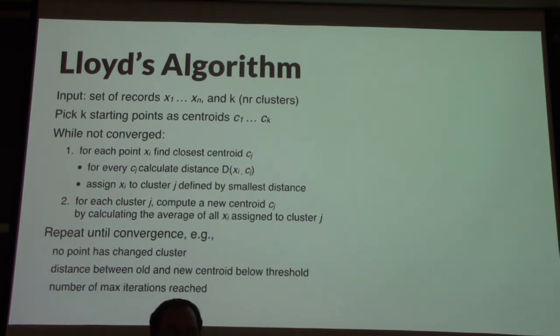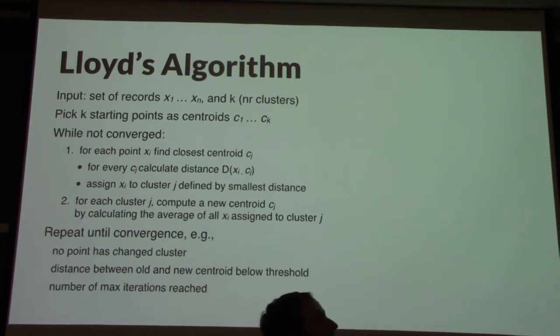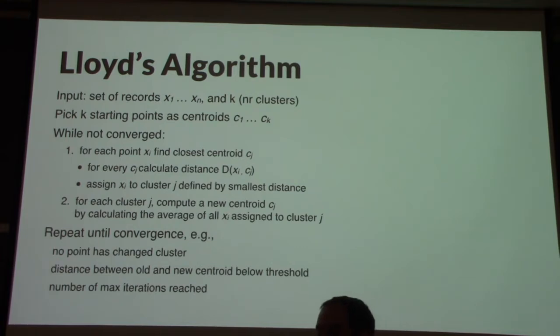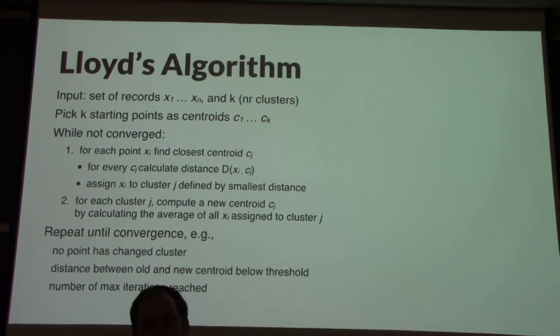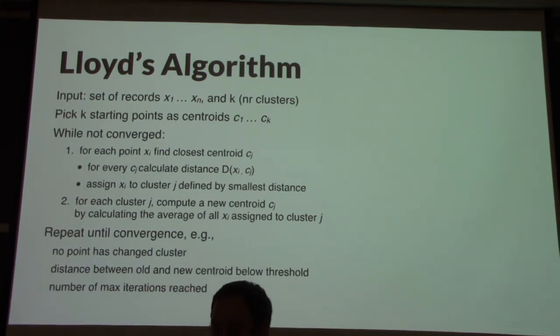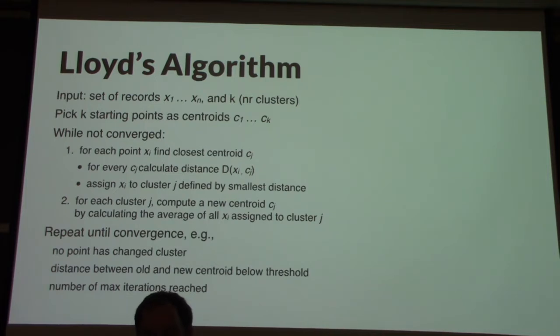And then you pick some k starting points as centroids. You can randomly pick your k starting points from the set of points, or you can also pick random seeds that are not in the point set. And then you run a loop. While your clustering algorithm hasn't converged, for each point xi, find the closest centroid cj. Then for every cj, calculate the distance between the centroid and the point, and then assign x to the cluster j that has the smallest distance.